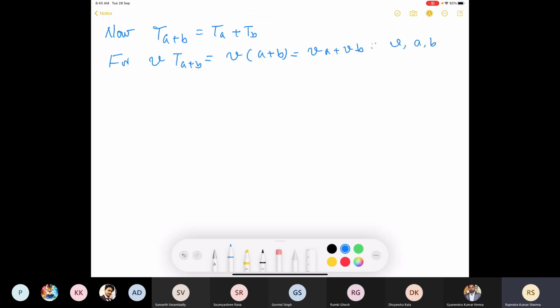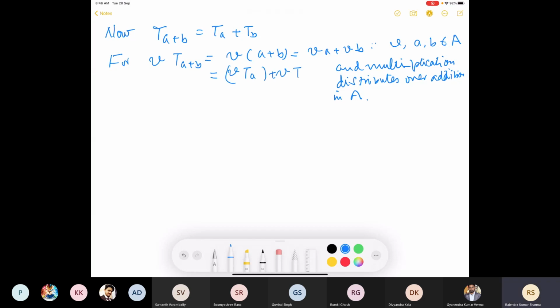Since v, A, B belong to 𝒜, multiplication distributes over addition in 𝒜. So what is the case? When you have vA plus vB, by definition, this is v under T_A plus v under T_B. So this is the first thing that we have seen.